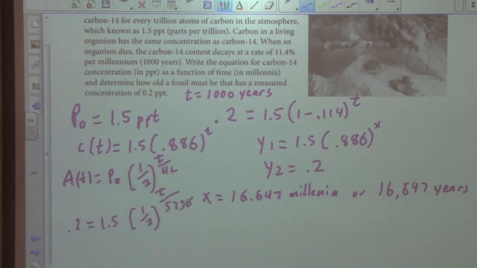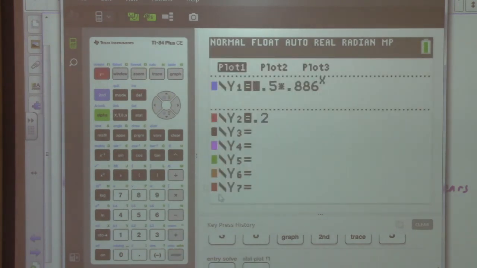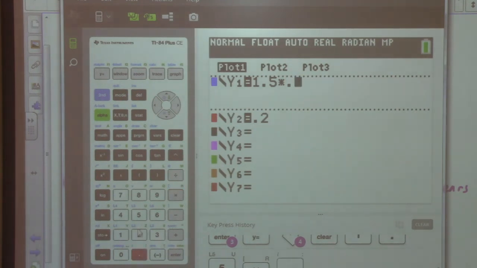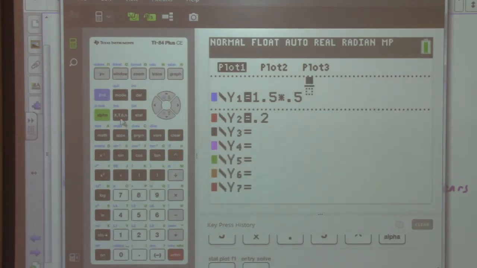I'm just going to try to see how well this matches the answer they have here. I'll call it a fit of curiosity. So I'm going to clear this out. 1.5 times 0.5 to the power of x over 5730, and I'm going to leave everything else the same here. See what happens. I'm just curious.